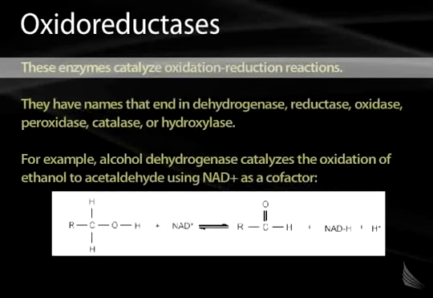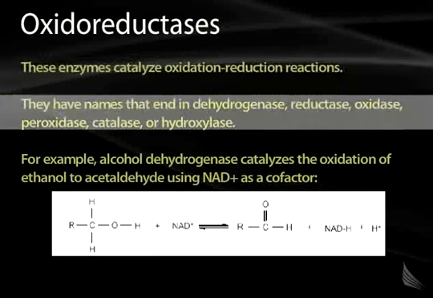The first of these classes is what we call oxidoreductases. These are enzymes which catalyze oxidation reduction reactions, in which electrons are transferred from one molecule to another. And they have names that usually end in things like dehydrogenase or reductase, oxidase, peroxidase, catalase, hydroxylase, and so on. If you recognize those names as oxidoreductases, you know that these are enzymes that are involved in redox reactions, oxidation reduction reactions.